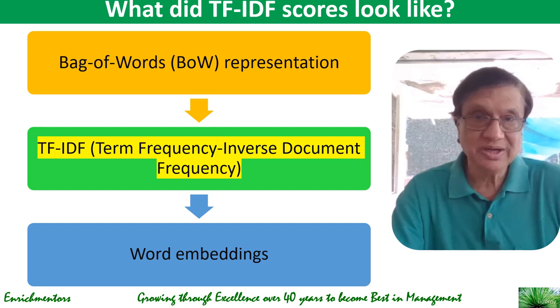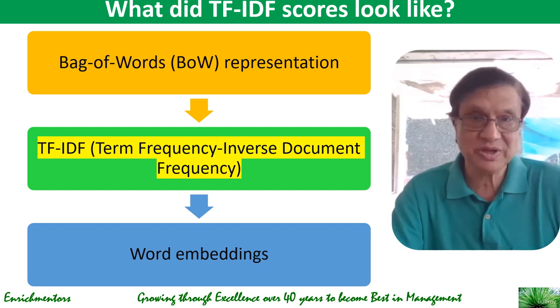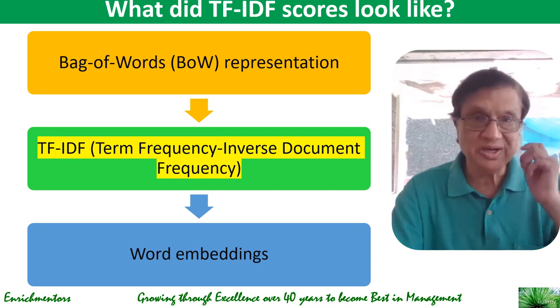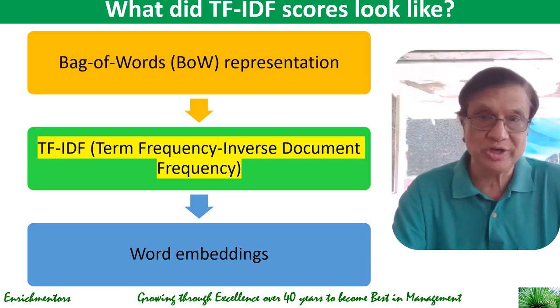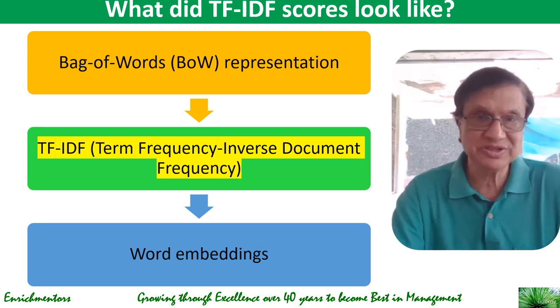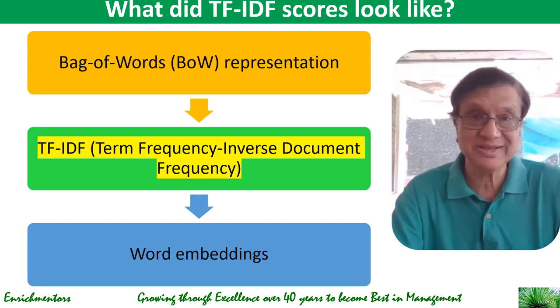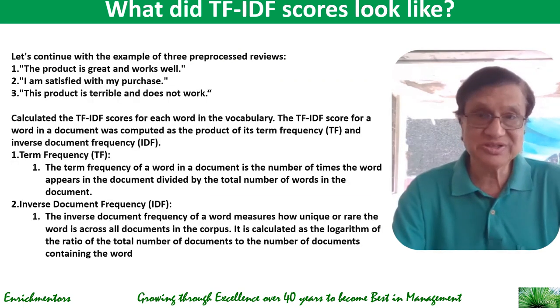Now, what did the TF-IDF score look like? In the context of a sentiment analysis project, the TF-IDF score was computed for each word in the vocabulary to measure the importance of each word in each review relative to the entire corpus of reviews. TF-IDF scores were used to weigh the significance of words based on their frequency in individual documents and across the entire data set. So how did this look?